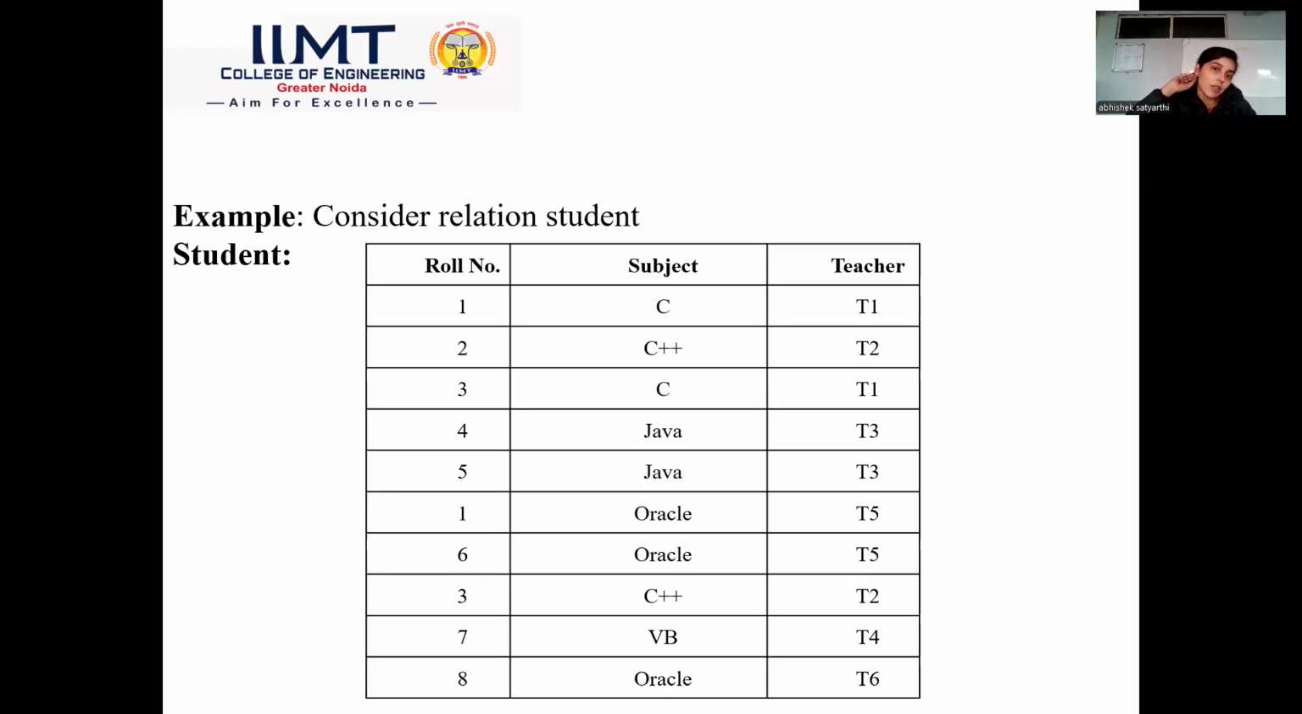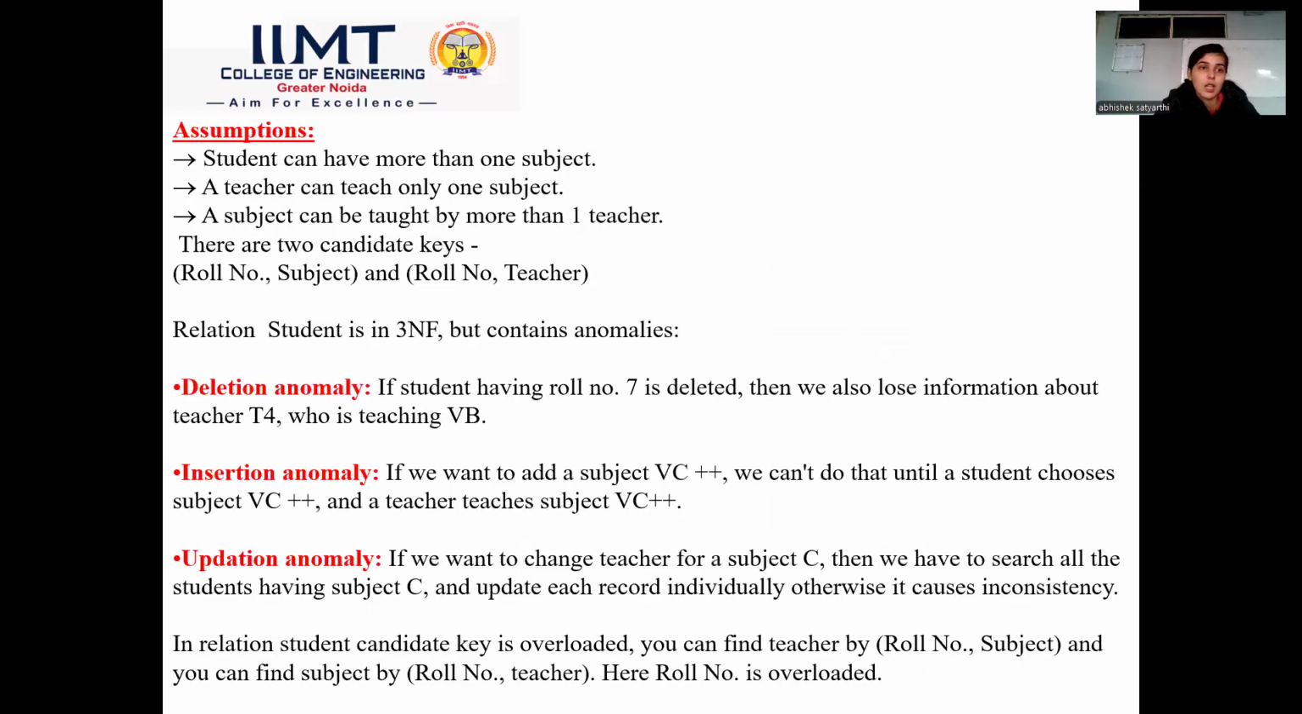Let's take one example of a student, which has three attributes: roll number, subject, and teacher. A student can have more than one subject, a teacher can teach more than one subject, and a subject can be taught by more than one teacher. So there are two candidate keys: roll number and subject, and roll number and teacher. So the relation student is in 3NF but contains some anomalies.